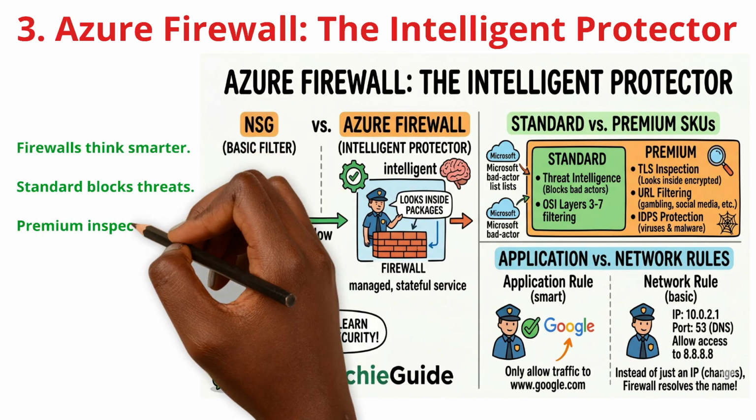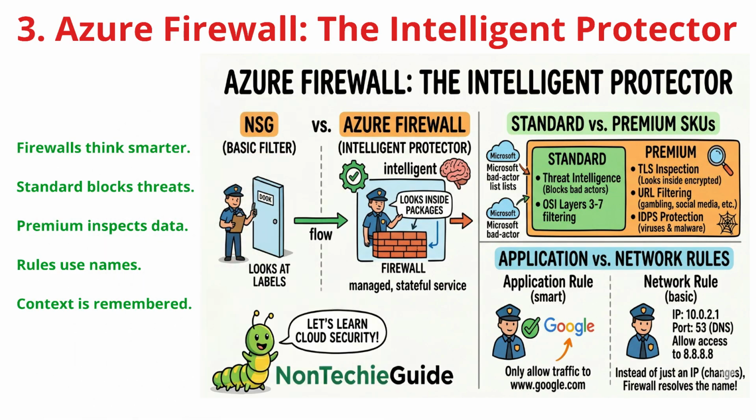While network security groups are great for basic checks, they only look at the labels on the outside of the package. For high-level security, you need the Azure Firewall. Think of it as a super intelligent guard that doesn't just look at the label. It remembers the context of the conversation and can even peek inside the package to keep you safe.